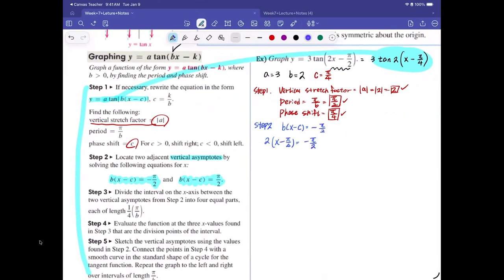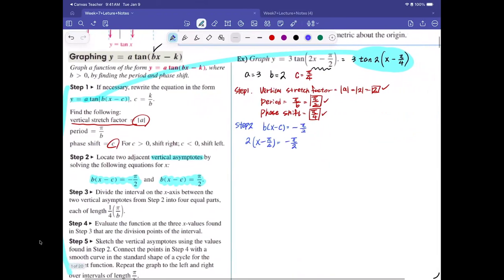And also, b times (x minus c) equal to pi over 2. So that's 2 times (x minus pi over 4) equal to pi over 2. And then we're going to solve for x.